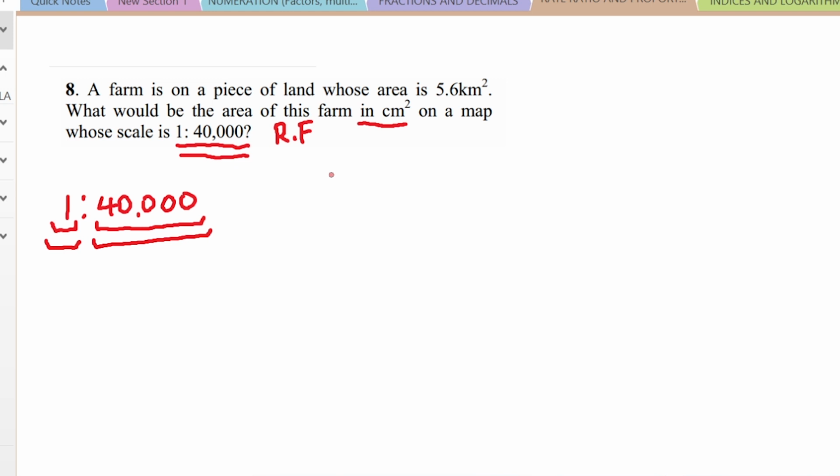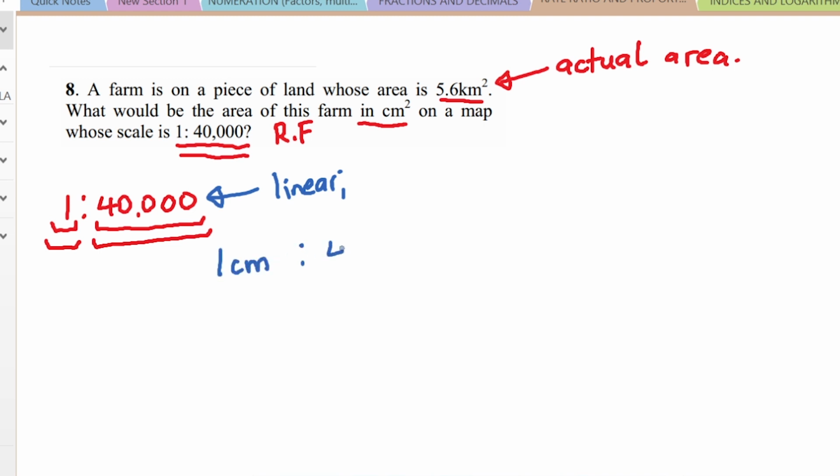So this is what the farm has, an area of 5.6 kilometers squared. So this is the actual area. They want us to find what this actual area would be on the map. Now you realize that this representative fraction here is linear. Since we are doing centimeters, it can mean that 1 centimeter on the map represents 40,000 centimeters on the ground. This is linear. But now we are dealing with area, and area is in centimeters squared.